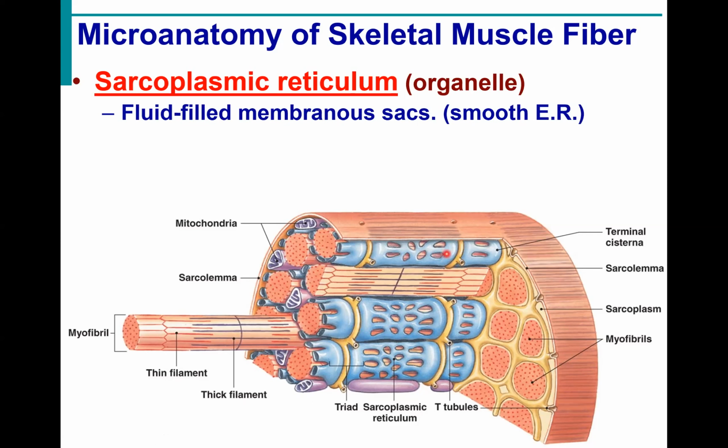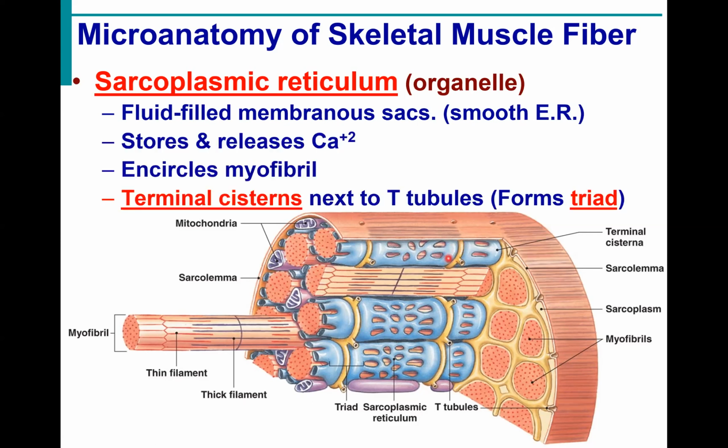And notice at the end, it gets really large. That enlargement at the end is called the terminal cisterna. And notice there's a terminal cisterna on this side, a terminal cisterna on this side, and the transverse tubule in between. And so these three things together we call the triad.